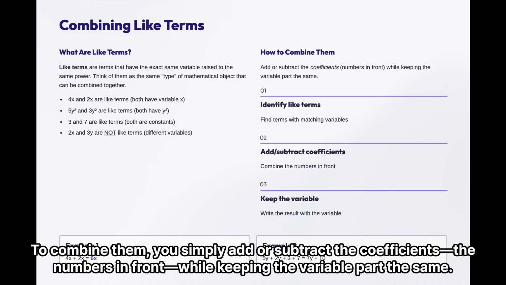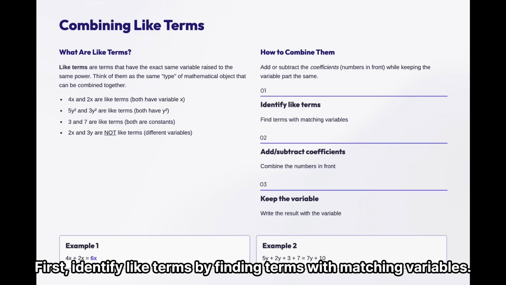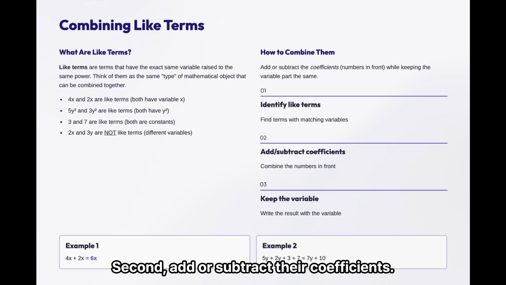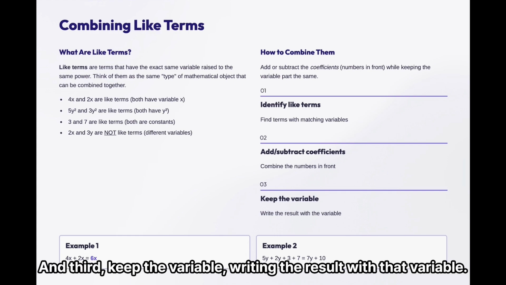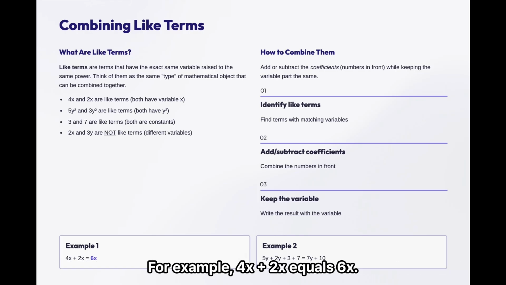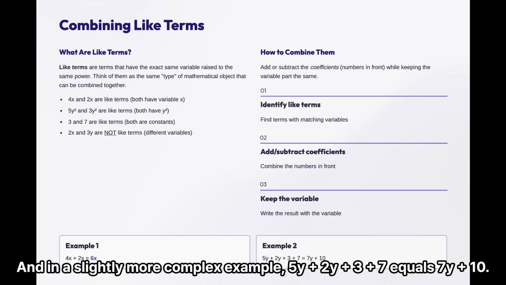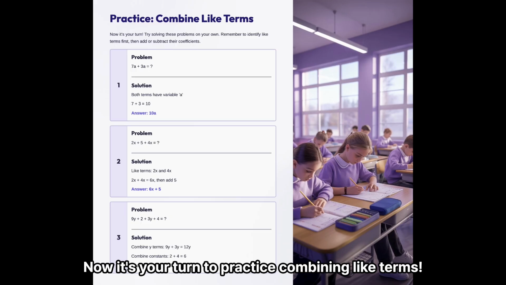To combine them, you simply add or subtract the coefficients, the numbers in front, while keeping the variable part the same. First, identify like terms by finding terms with matching variables. Second, add or subtract their coefficients. And third, keep the variable, writing the result with that variable. For example, 4x plus 2x equals 6x. And in a slightly more complex example, 5y plus 2y plus 3 plus 7 equals 7y plus 10. Now it's your turn to practice combining like terms.